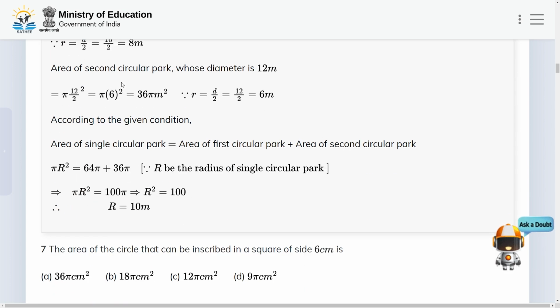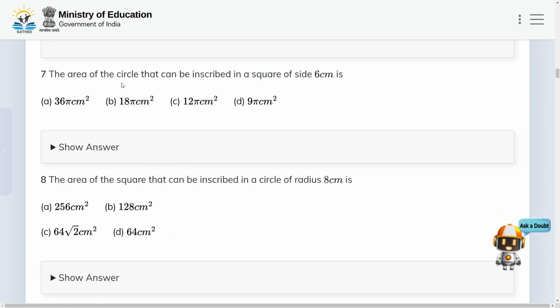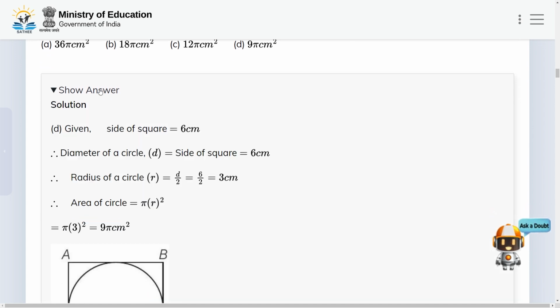And now let us move to the next problem. In the next problem, we have to find the area of the circle that can be inscribed in a square of side 6 centimeters. So we have a circle that can be inscribed in a square of side 6 centimeters, and we need to find its area. Let us solve this problem.